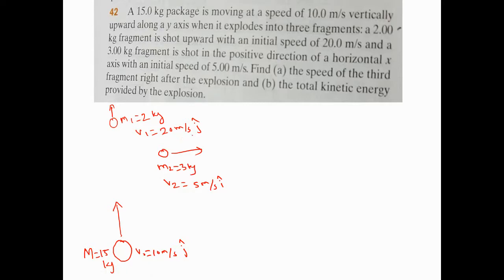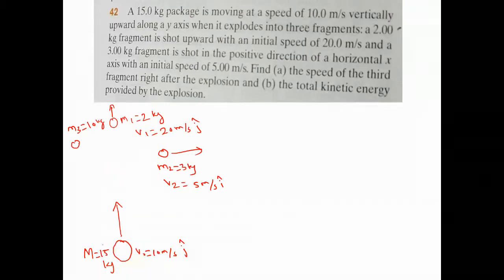Okay, then what about the third particle? The third particle's information is not given. What is the mass of the third particle, brother? It should be 5? How is it 5? Sorry, not 5, it is 10, because the total mass is 15. The first object is 2 kilogram after the explosion, and the second object is 3 kilogram. What is remaining? 10 kilogram is remaining. So that is your third object. Am I right?